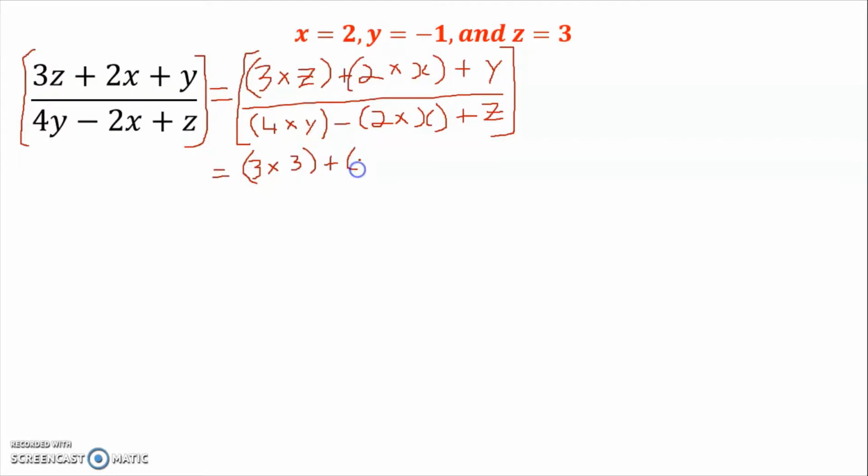X is positive 2, so that's 2 times 2. Then we have plus y. Y equals negative 1, so we have to put our negative 1 here. I'm putting the negative 1 in brackets for ease of calculation, just for convenience. You don't have to put brackets around negative 1 there.